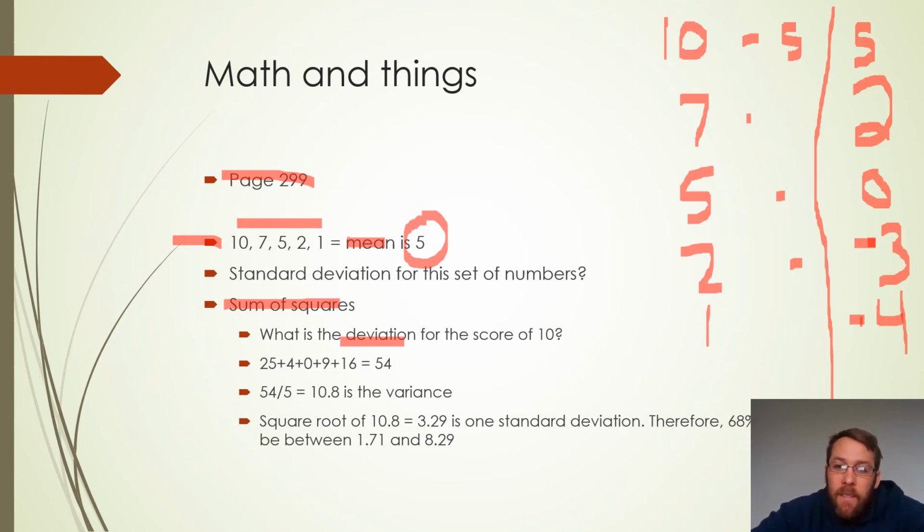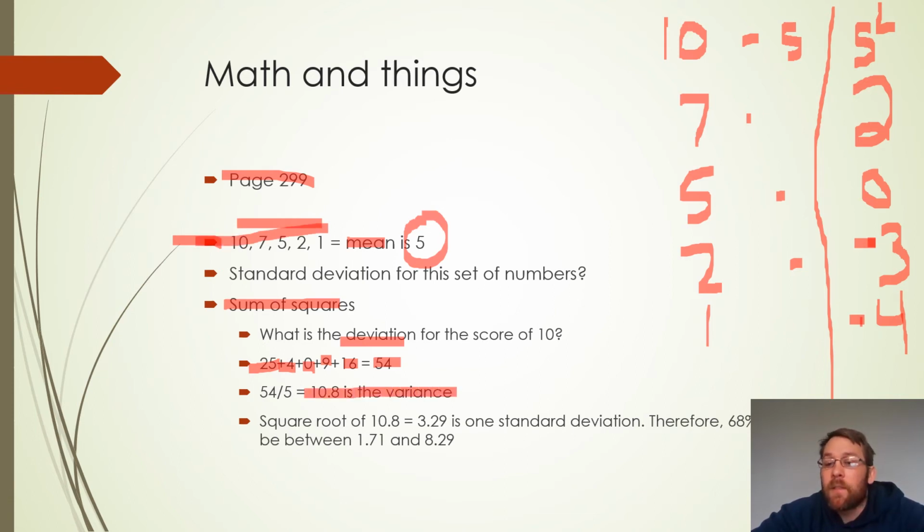So you square all of these scores and then you add them together. 5 squared is 25. 2 squared is 4. 0 squared is 0. Negative 3 squared is 9. Negative 4 squared is 16. You add it up, you have 54. 54 divided by 5 numbers is 10.8.